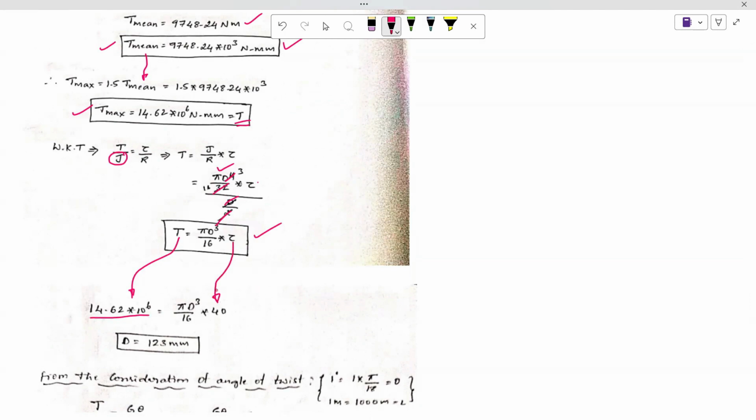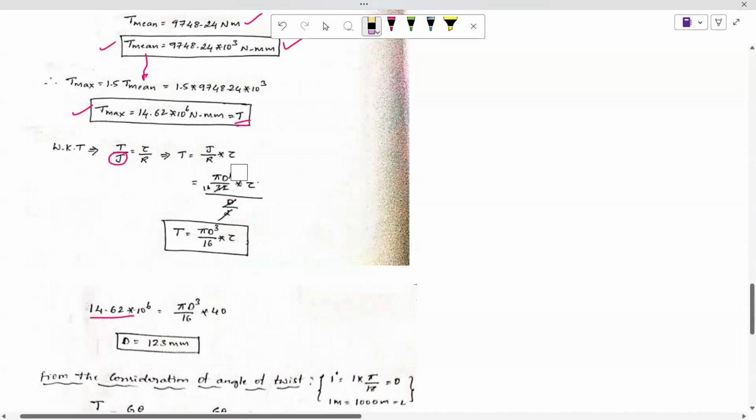Now, by using these two values on the left hand side and the right hand side, find the value of d. Okay, so if you do the cross multiplication and divide with respect to pi and 40, you will be getting the diameter as 123 mm. This is the diameter of a solid shaft. But this problem is not yet over. For a solid shaft, you need to use one more condition. According to that condition also, you need to find out the diameter.